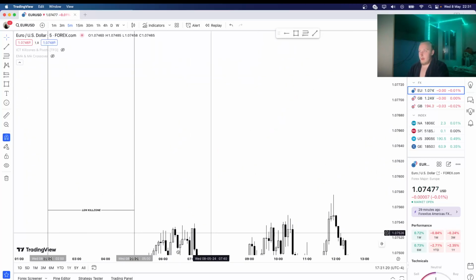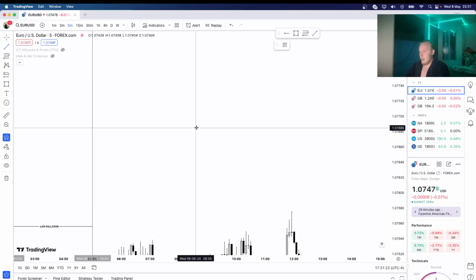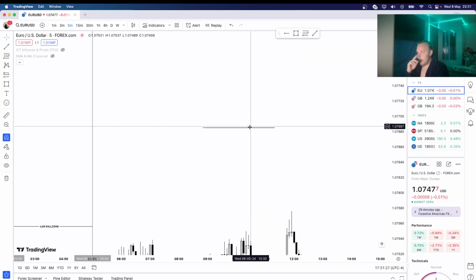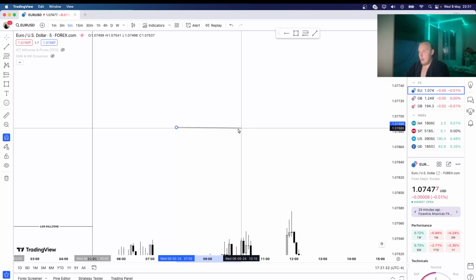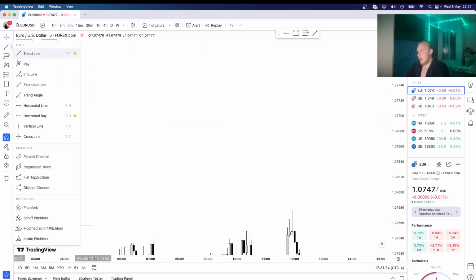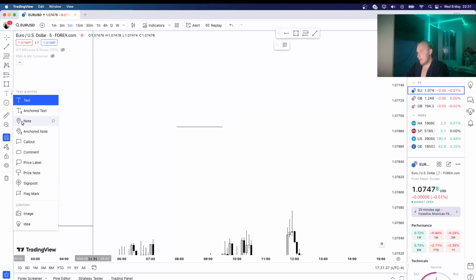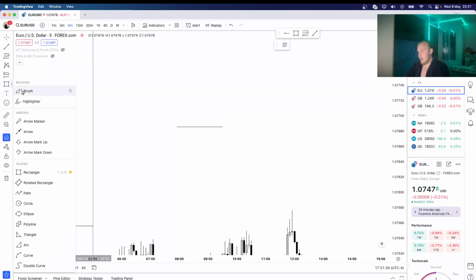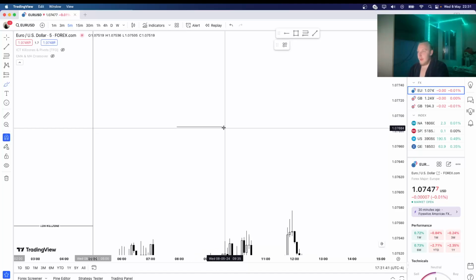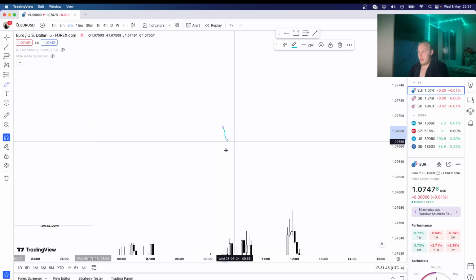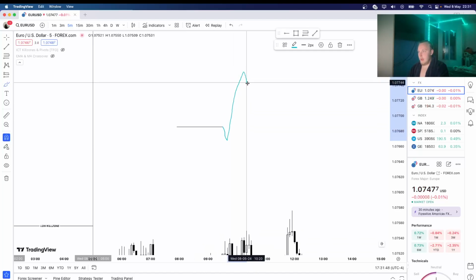So for a Po3 to be a thing, we've got an open, price then, depending on bias, let's get up what tool is it? Brush. So this is the open. If we're bullish, we want to wait for it to come down. This is manipulation to expand, distribute, and then accumulate, and do the exact same thing.